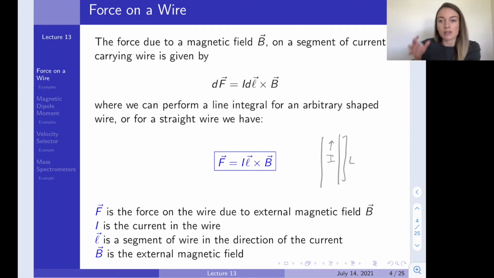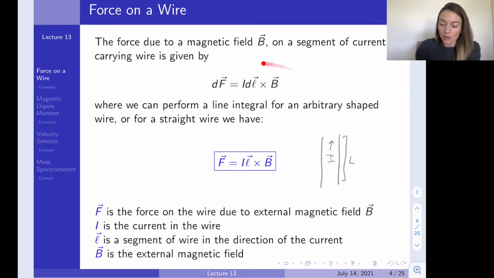So this L is just the length of your wire segment and the direction that your current is moving in. And then we cross that into the magnetic field, the external magnetic field. So we can also write this as an integral or like a differential element. If we are looking at some little infinitesimal segment of wire in some different shape, it doesn't have to be perfectly straight. Maybe we're looking at a circular loop or a square or some kind of different shape other than just a perfectly straight line.